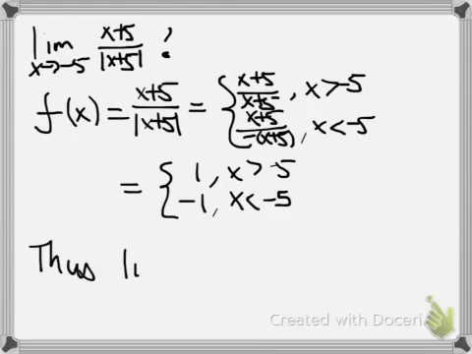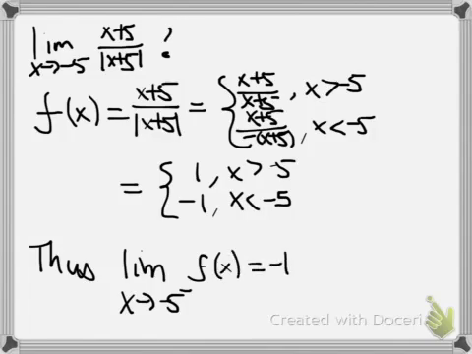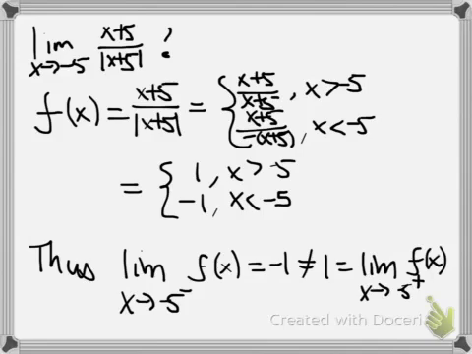So if we look at the left-hand limit here, as x goes to minus 5 from the left, the limit is minus 1, but that's not equal to 1, which is the limit as we approach from the right on f of x. So the limit as x approaches minus 5 of this function does not exist.